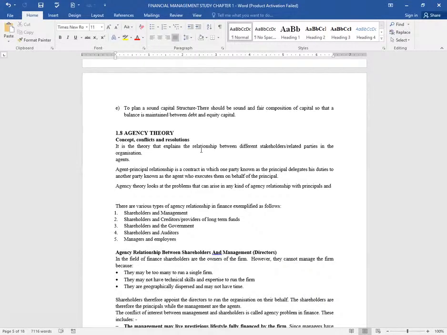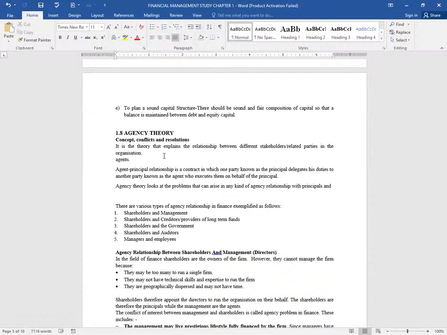Now, listen to me very well. When we talk of a principal-agent relationship, we are saying here it is a contract in which one party, known as the principal, delegates his or her duties to another party, known as the agent, who executes those duties on behalf of who? The principal. So the major person here is the principal.